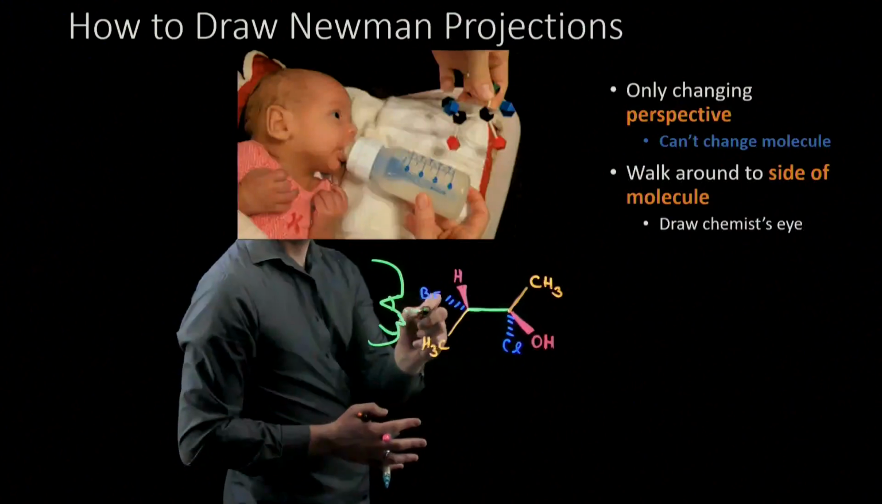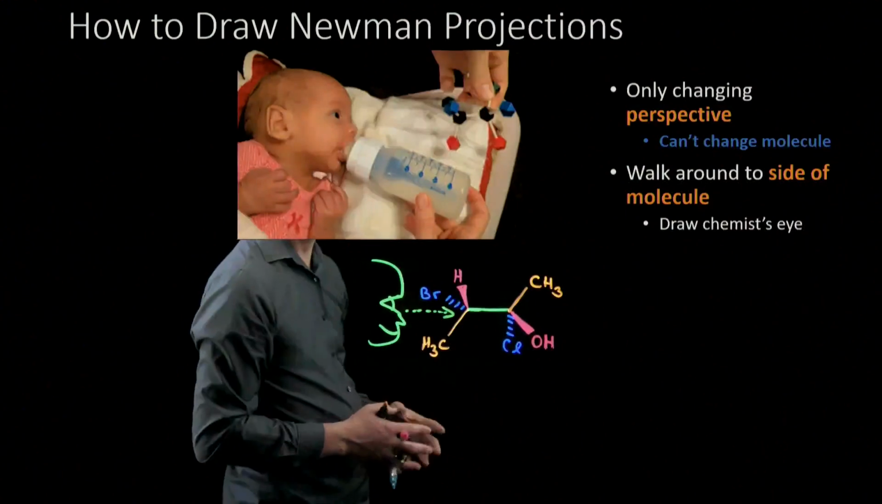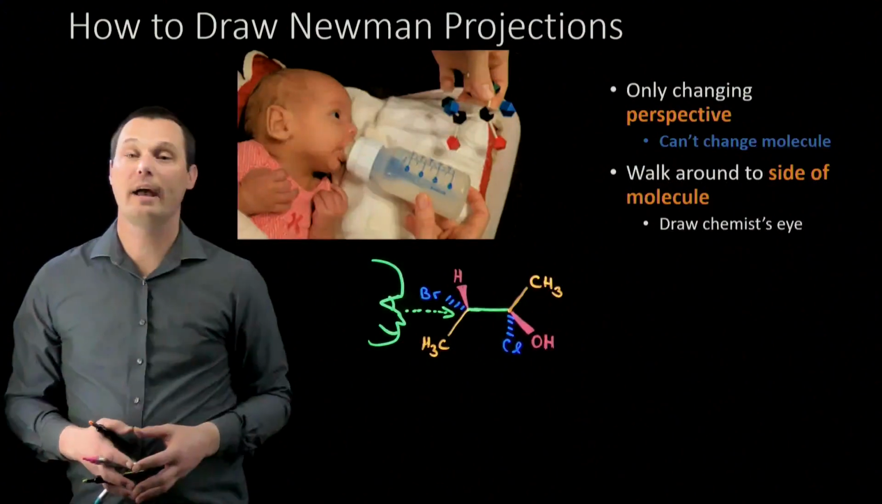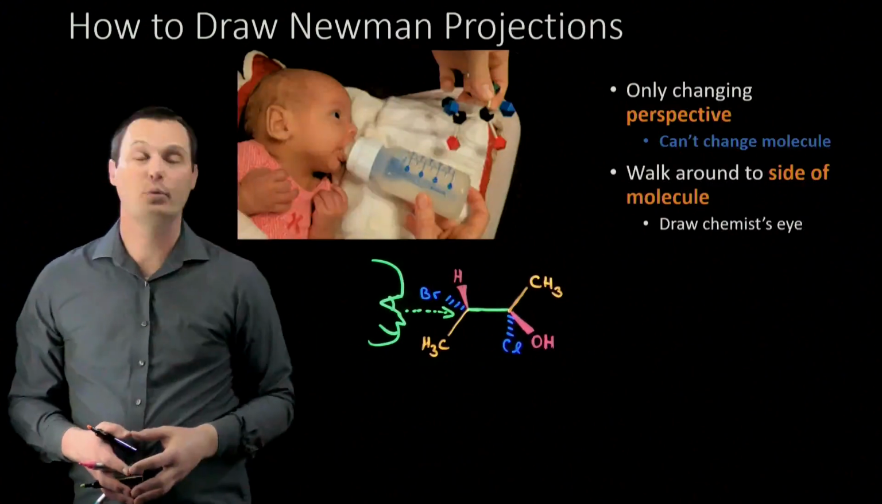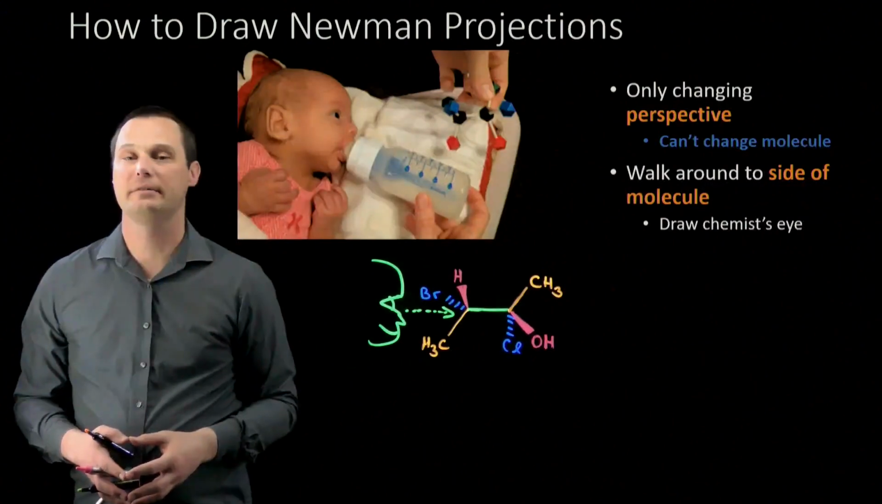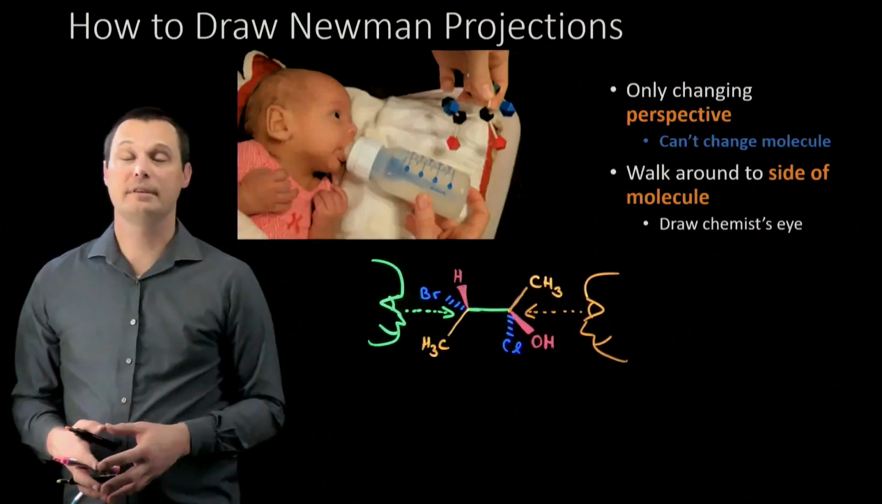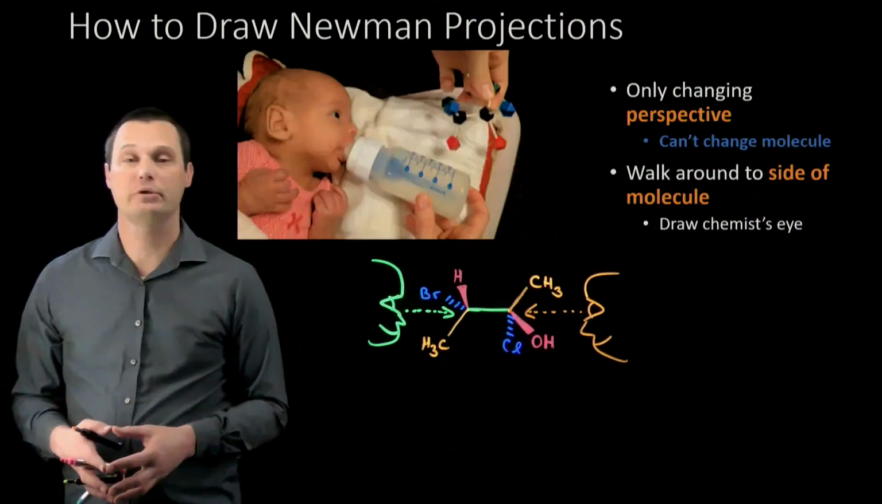My eye is perfectly in line with this bond in the molecule. I would recommend drawing the little eyeball guy so that you can see exactly where your eyeball is pointing as you look at the molecule from a new perspective. And again, there would be nothing wrong with doing this from the other side of the molecule. Both are legitimate ways to draw a Newman projection.